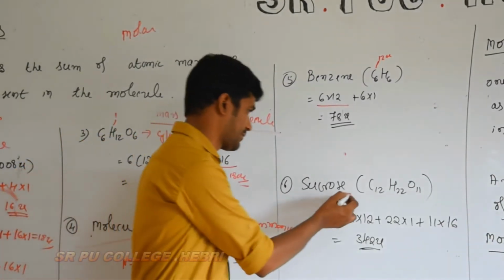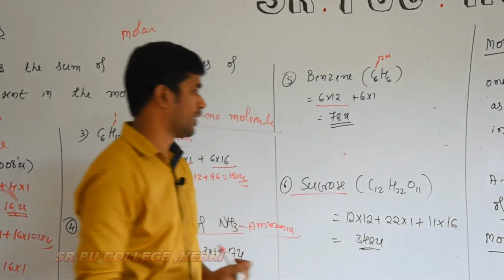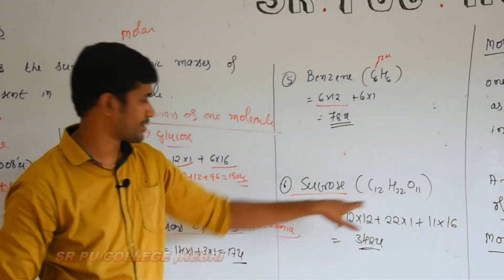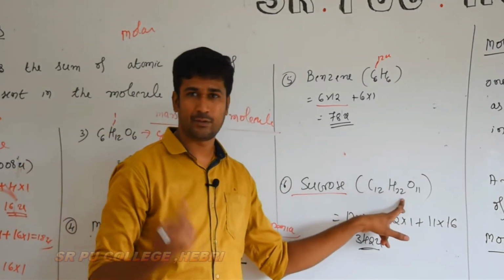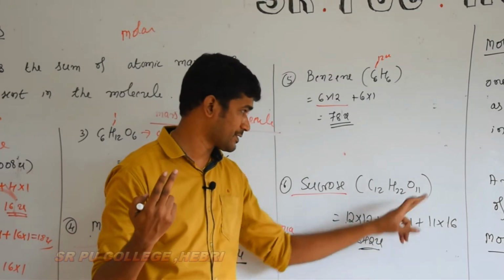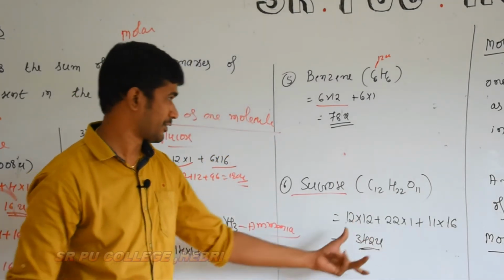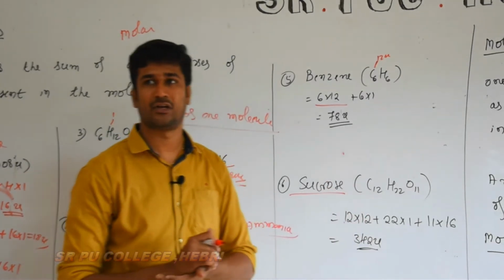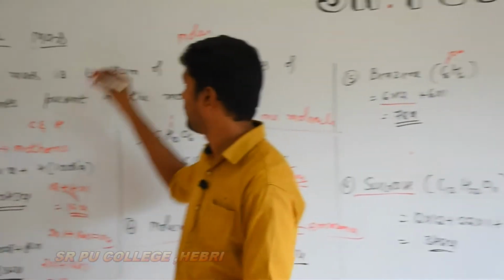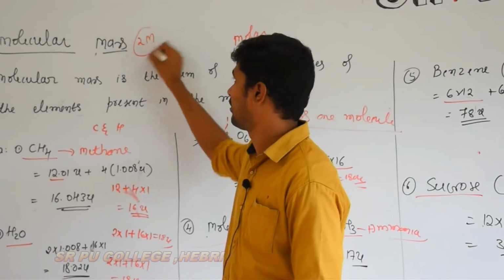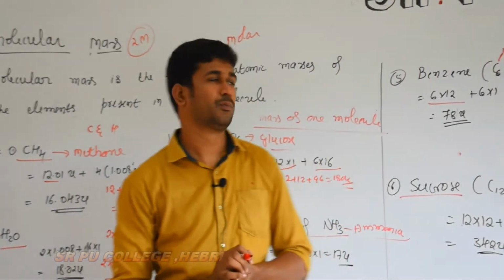Next, sucrose, C12H22O11. There are 12 atoms of carbon. So 12 into 12 plus 22 atoms of hydrogen, 22 into 1, plus 11 into 16. That is 342 unified mass. So this is about the calculation of molecular masses. This will be important for 2 marks. They will ask one question for 2 marks.